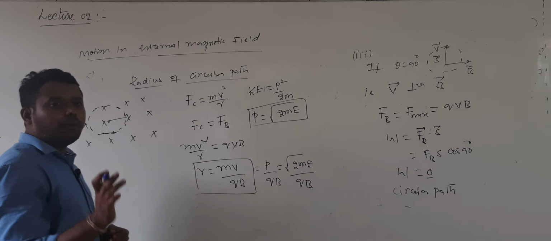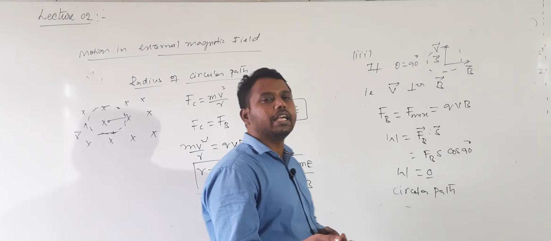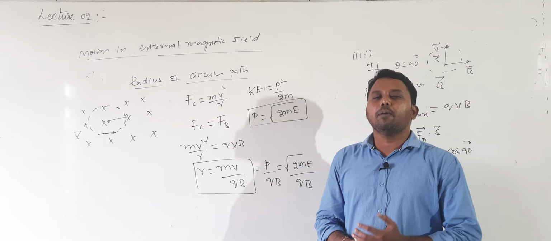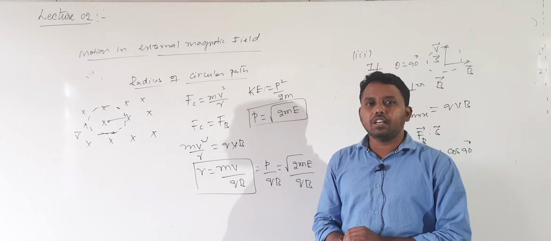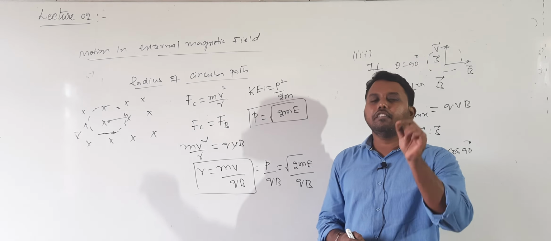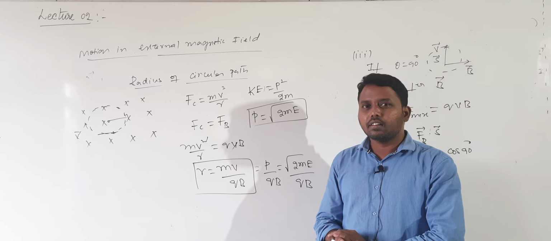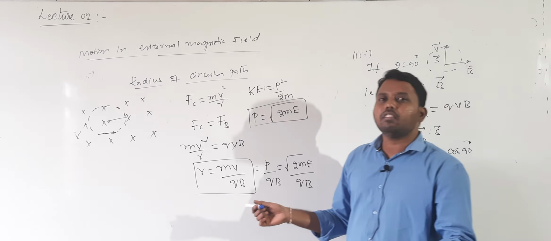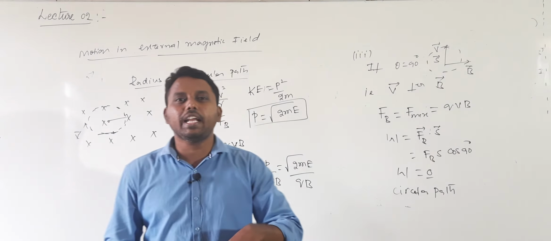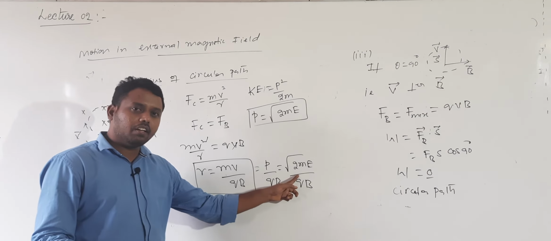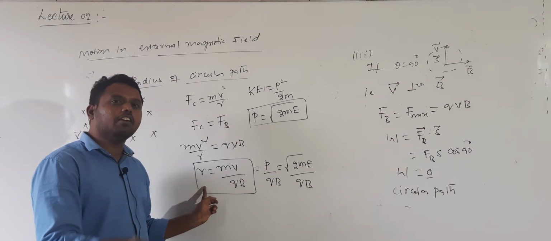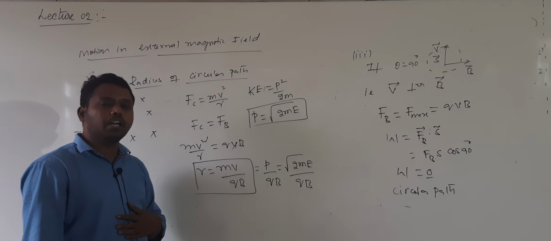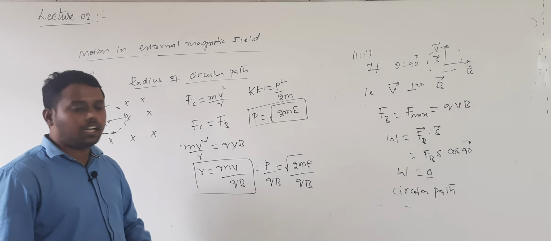For example, a proton and electron enter into the magnetic field. Which one will describe the more circular path? Or a proton and alpha particle enter into the magnetic field. The radius described by which particle will be more? Many application questions can be asked. A proton and electron having the same kinetic energy enter into the magnetic field. Which one will describe the circular path of more radius or less radius? So the radius expression is very important. R value is m into v divided by qB.